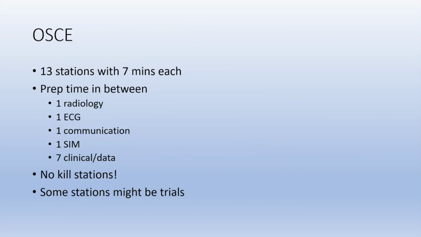So the OSCE is 13 stations, 7 minutes each. There is, again, not prep time, but sort of reading time in between. So it will say something outside the station. The set of stations is on the screen there. There are no kill stations, meaning there are no stations which will deem whether you pass or fail the entire exam, okay? Some stations in some OSCEs are actually trials. They're just trying it out to see how it's going to roll, so it might not count anyway. So please don't panic over it.